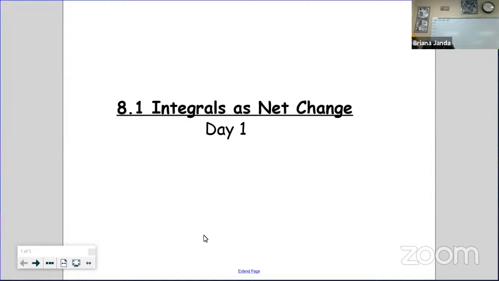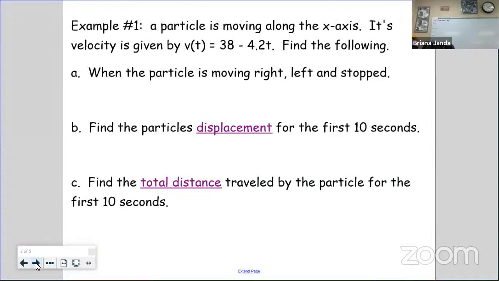All right, 8.1 is over integrals as net change, and you'll notice that some of these questions are questions we've actually seen previously, but we didn't have the tools that we now have. So looking at being able to use integrals to help us solve some of these problems instead of techniques we could use previously.